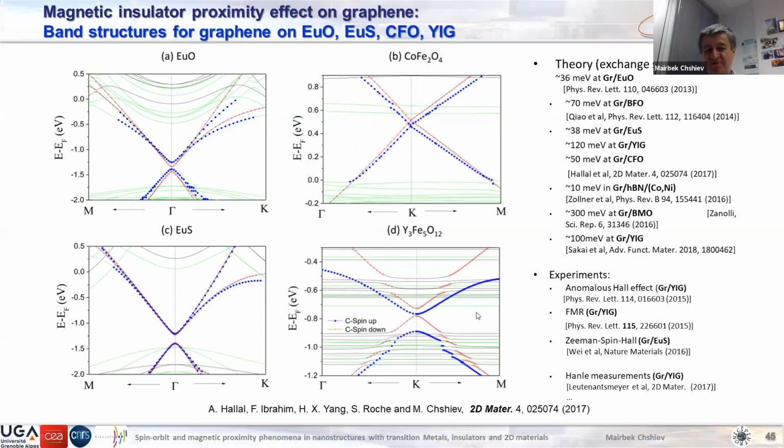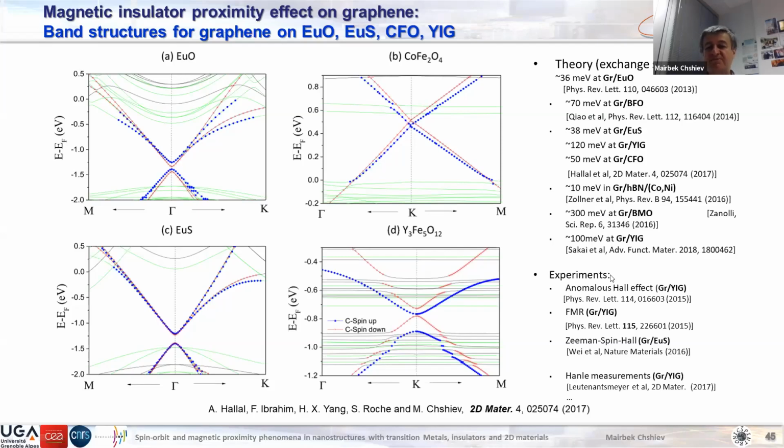You see, actually, you have a quite nice exchange splitting gap induced over there. And if we look at the literature, on the theory side, the values we're getting are actually quite large, about 100 millielectron volt exchange. It is huge. But if we also look at other theoretical works, there were other proposals to induce this proximity-induced magnetism in graphene by different materials.